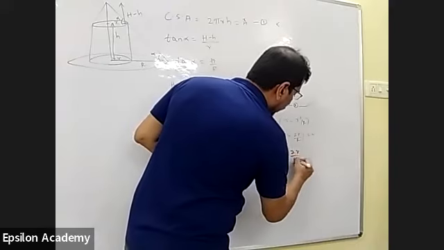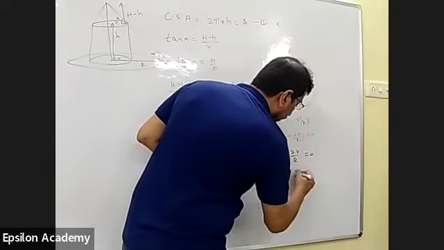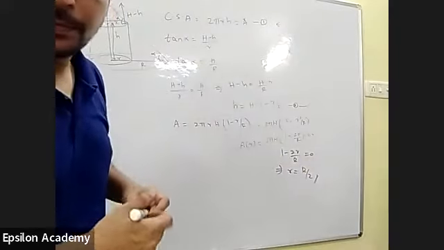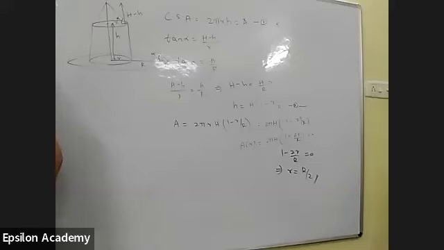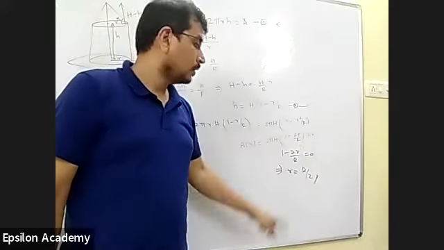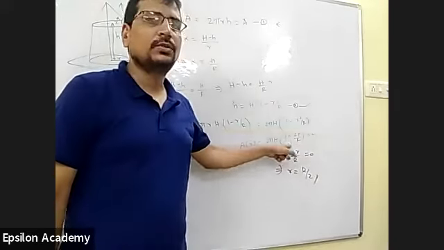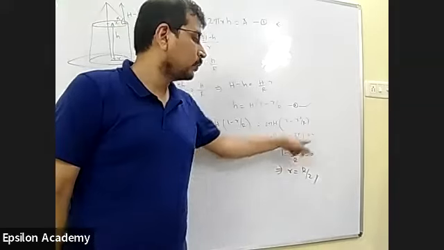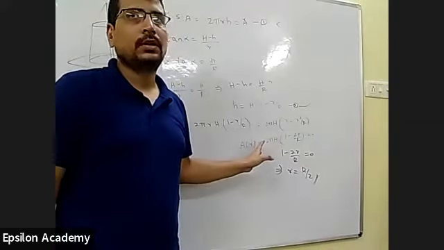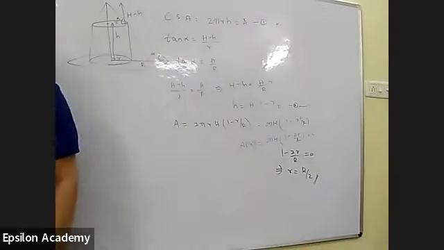So 1 minus 2r divided by capital R is 0, which means small r is equal to capital R divided by 2. Nitish, is this clear? Yes, sir. Now 1 minus 2r by capital R goes to the other side, so 1 is equal to 2r divided by capital R. So r is capital R by 2.